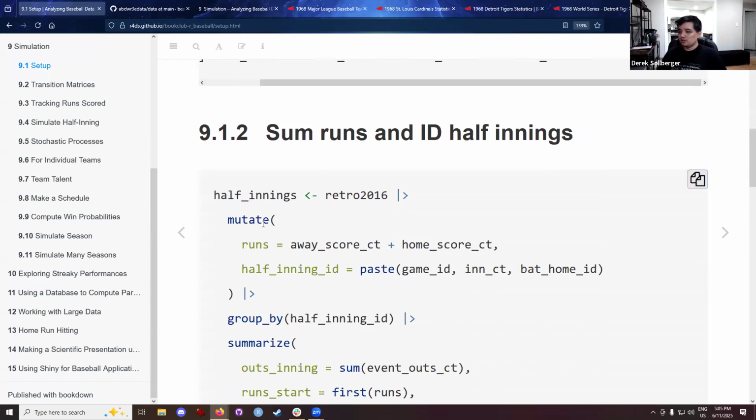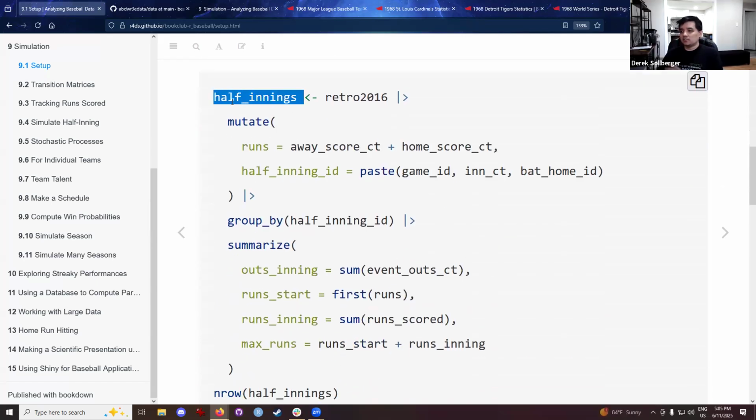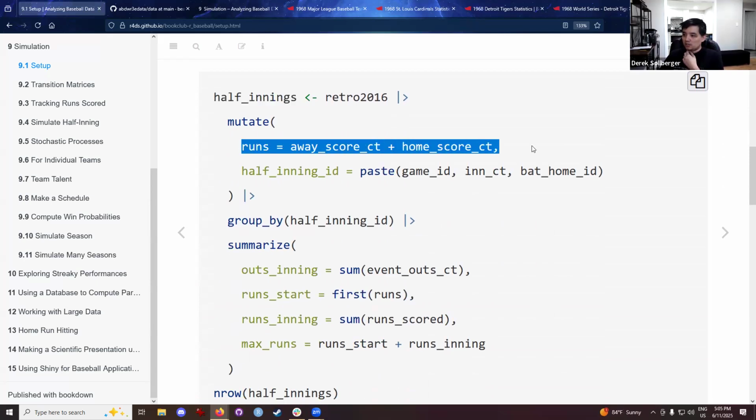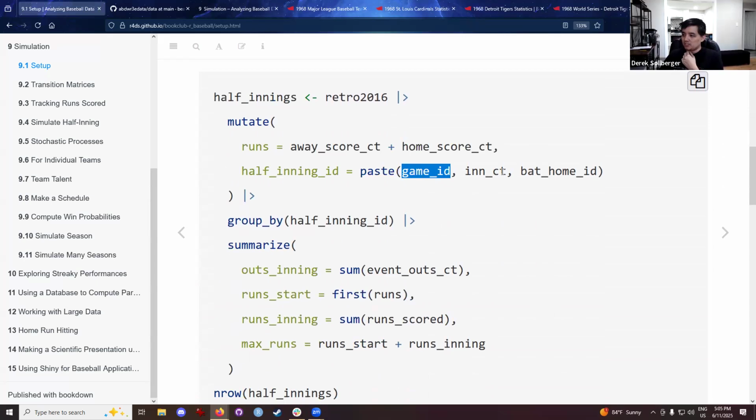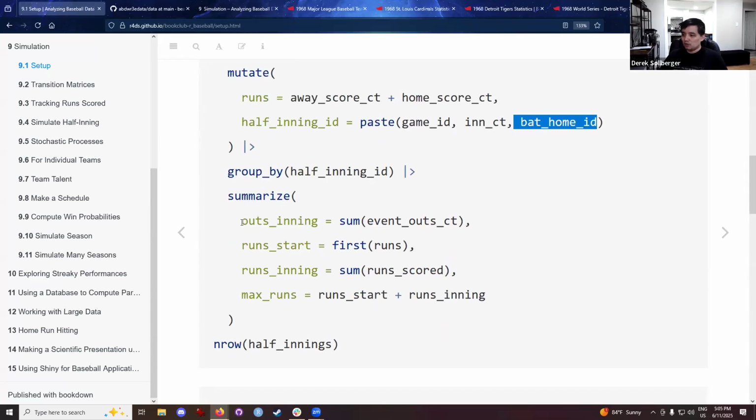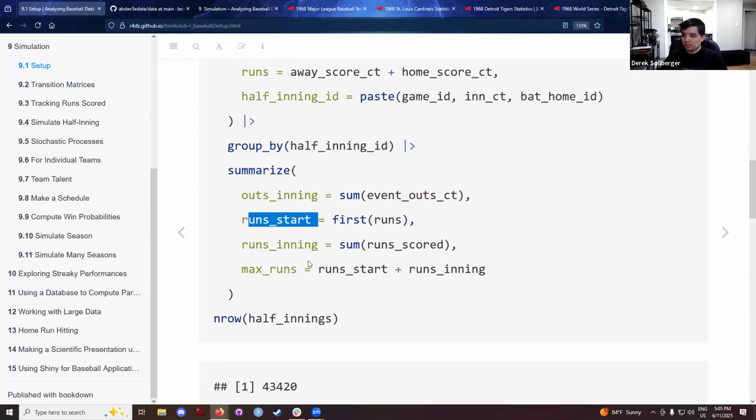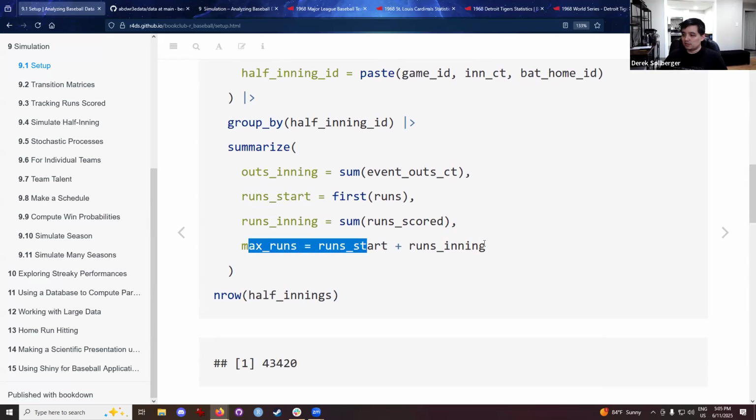With those new variables in mind, we define half innings as an augmented data frame that keeps track of the runs for both the away and home teams, gives a half inning ID with the game ID, but also keeps track of the inning, which inning is it, and who's the home team at bat. And then we also are careful about how many outs are in the inning, how many runs were there at the beginning, how many runs scored during the inning, and adding that all up.